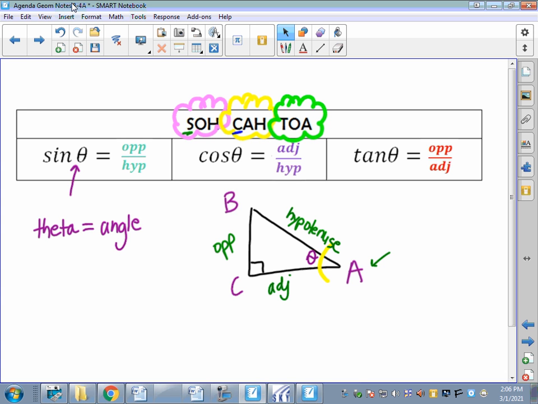SOHCAHTOA will be your most important piece of information. As we do work, I'm going to recommend write SOHCAHTOA right on the top of your paper so that you know everything you need to know. So let's do a little work here.